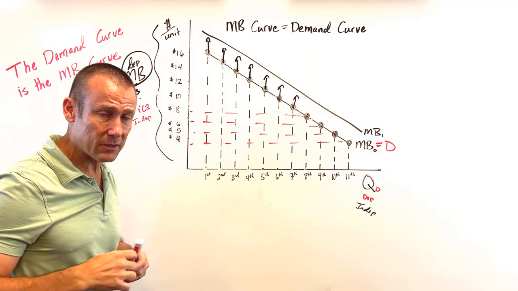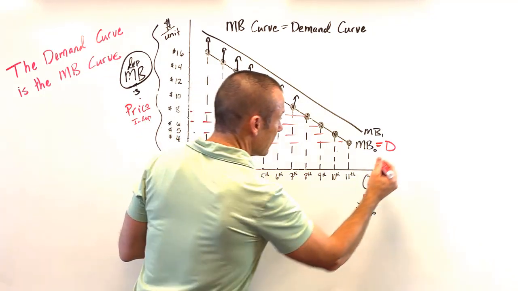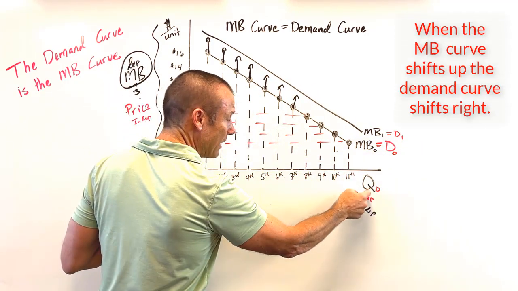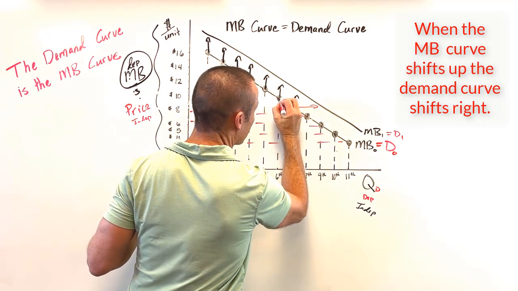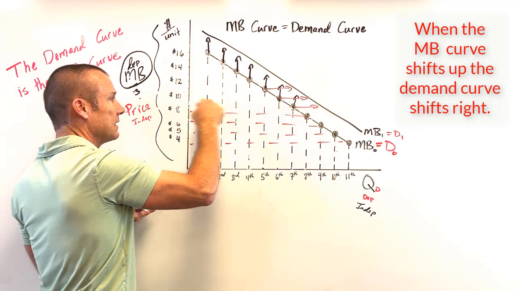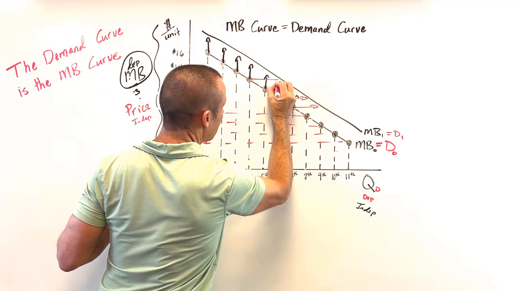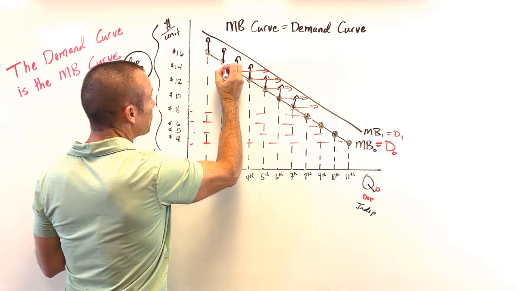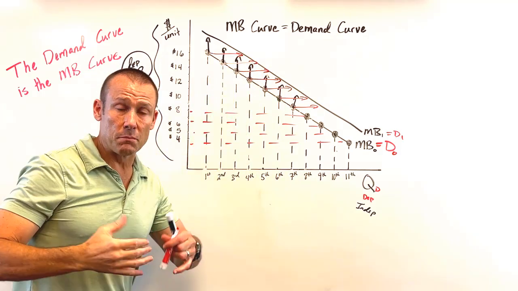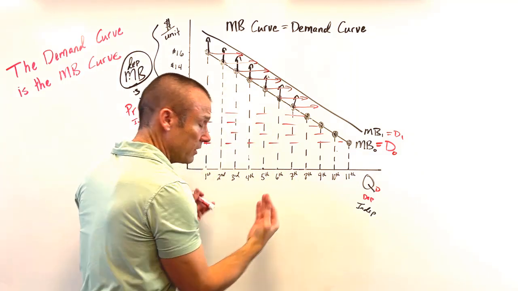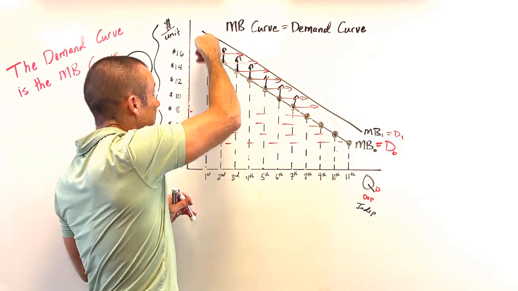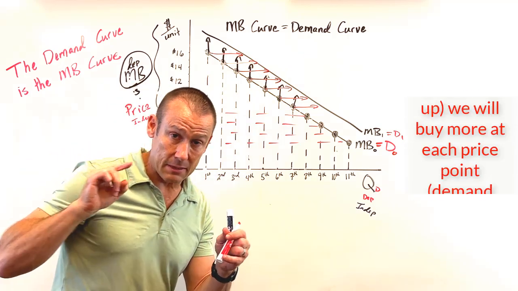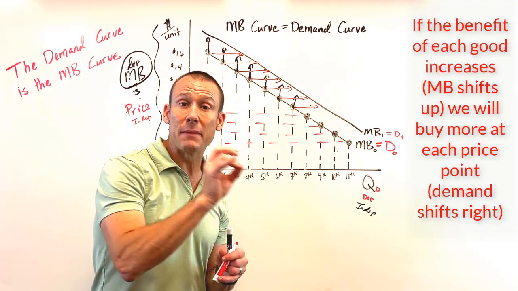But what happened to my demand curve? My demand curve increased. But what did it do? It shifted to the right? Because the quantity I'm going to demand is going to increase at each price point. So yes, when marginal benefit goes up for each good, that vertical distance increases for each good. Guess what, guys? We're going to say, yes, the MB curve went up, which means the demand curve is going to shift to the right. We will now demand more at every price point.